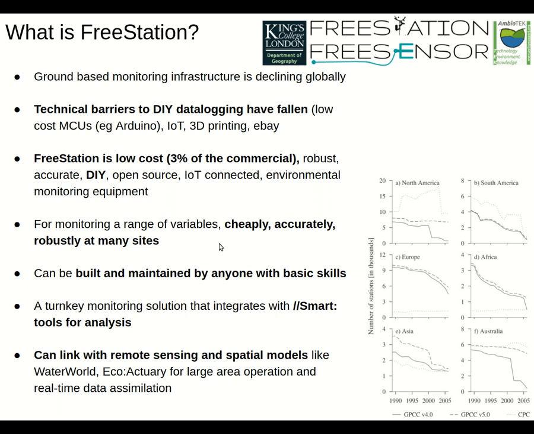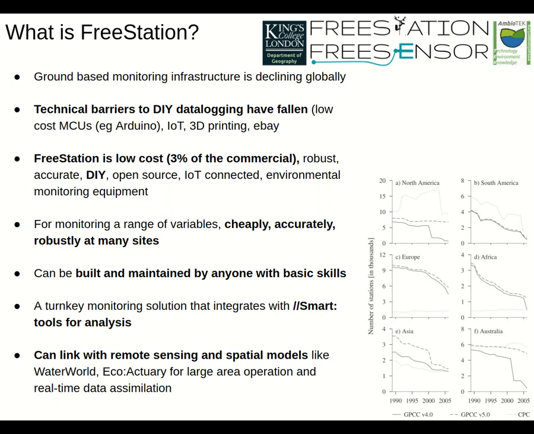And because of the low cost, of course, they can be deployed at many sites instead of just one site, and really capture the geographical heterogeneity that exists out there in the landscape. These are designed to be built by geography students rather than engineers, so they can really be built and maintained by anyone with basic skills.